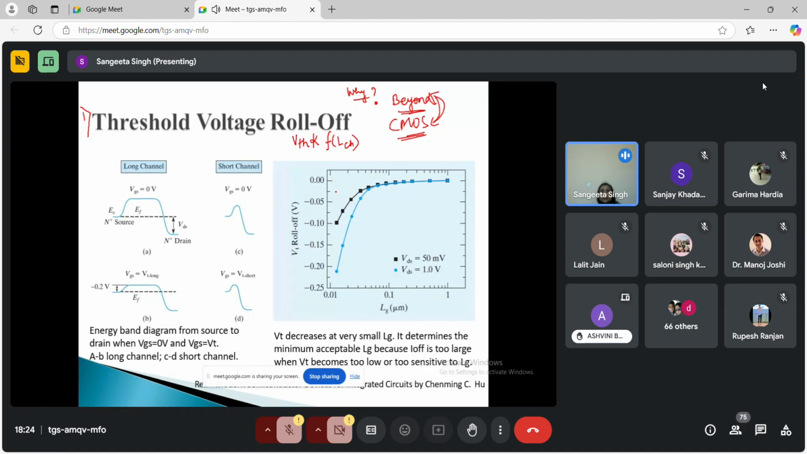But when you are going for scaling at lower than 180 nanometer, what did you see? You started with 1 micron. Please check. Here the channel length or gate length is increasing.